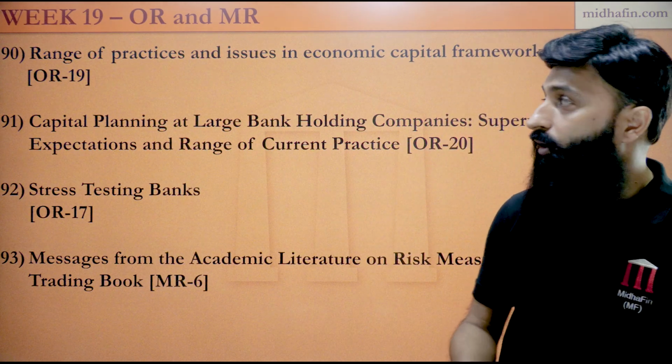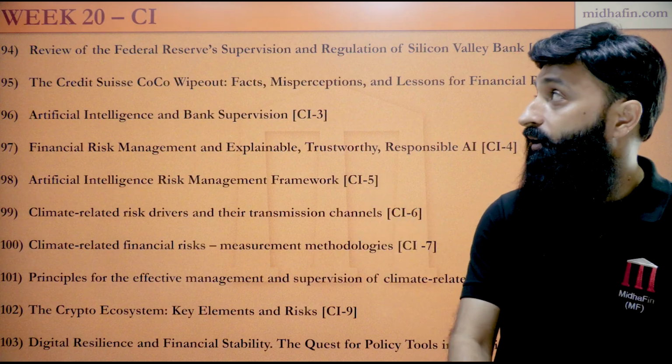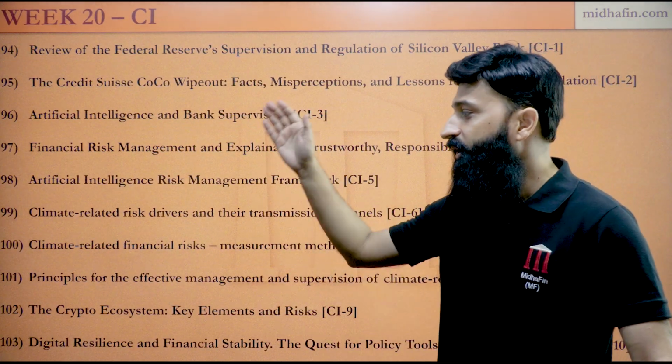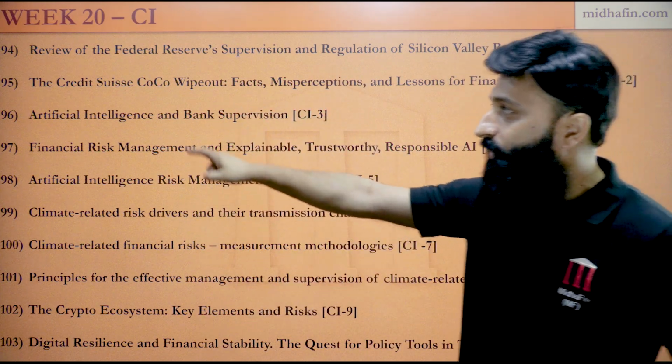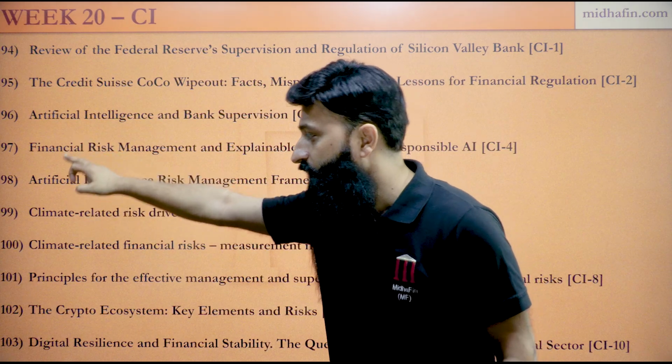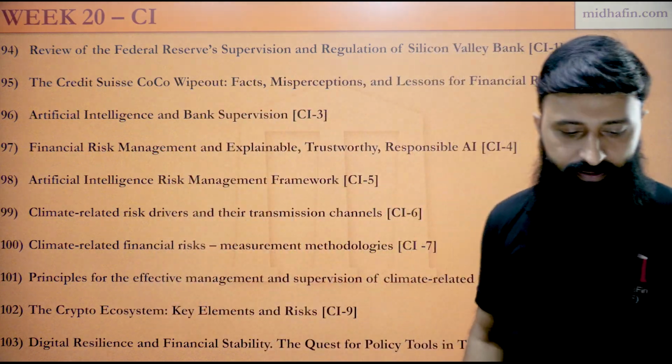Now let's move on to the last week. So all the current issue chapters we are going to discuss this time. You can see from 94 to 103. You can see we have done the sequencing in such a way that you can also see the number of chapters. So this is the final chapter, the 103rd chapter. Okay, 94 to 103, it means 10 chapters are there in current issue.